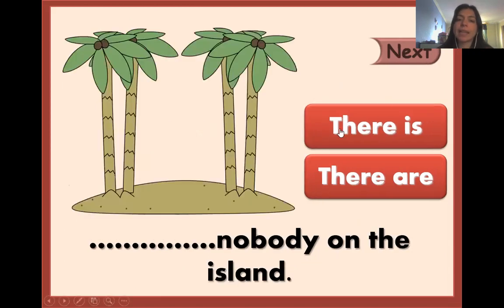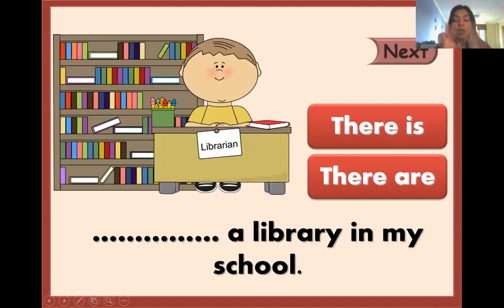Next. There is nobody on the island or there are nobody on the island? There is. There is nobody on the island. No hay nada en la isla. Nobody. No hay nadie en la isla. Nobody, nadie. ¿Ya? Y si es que no hay nadie, no voy a decir there are.